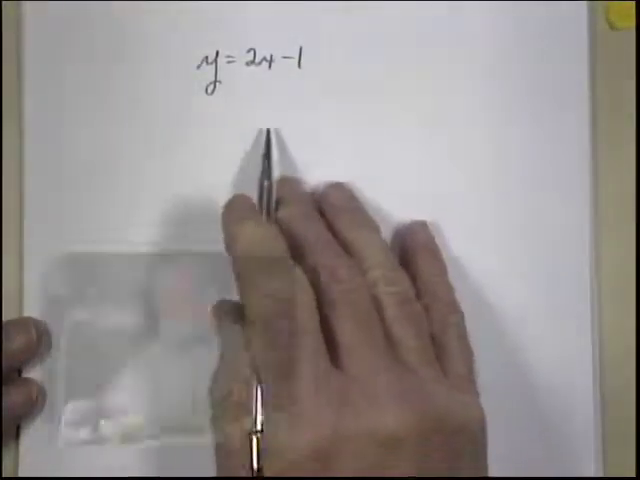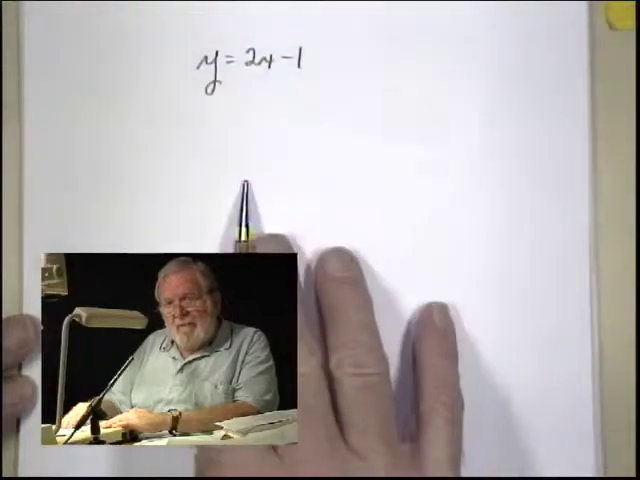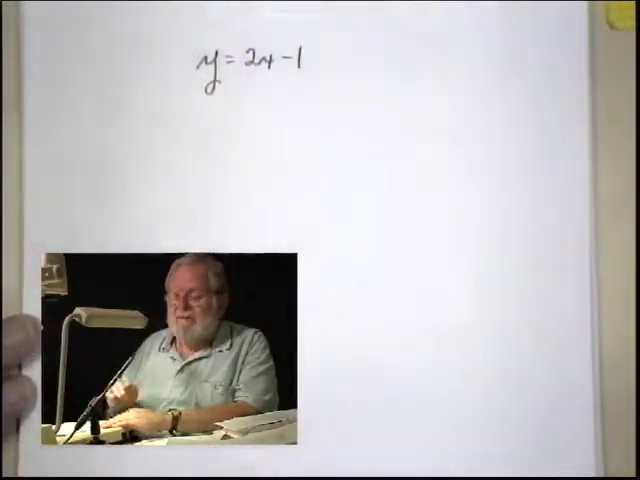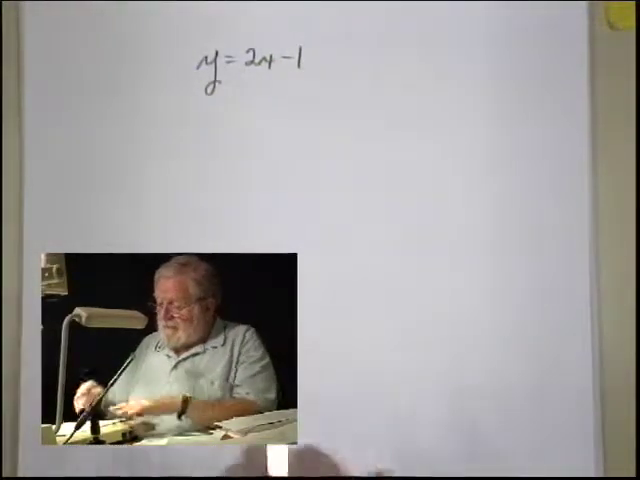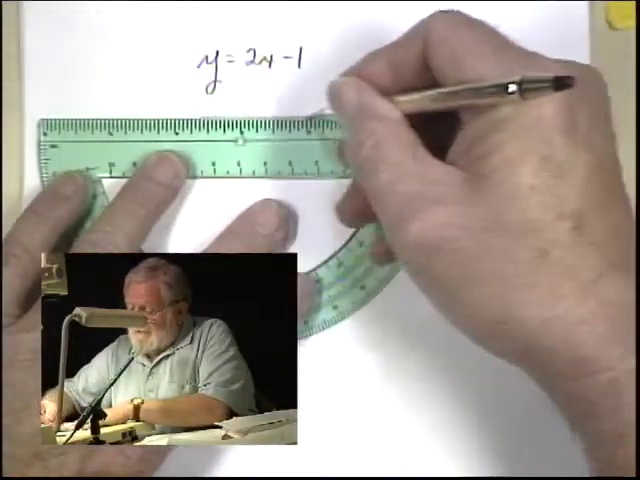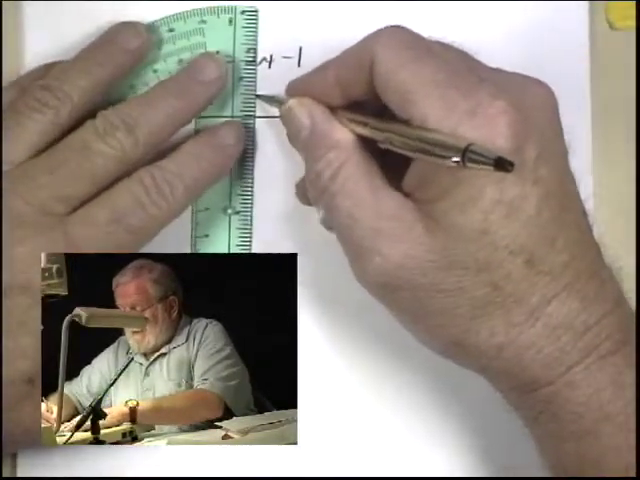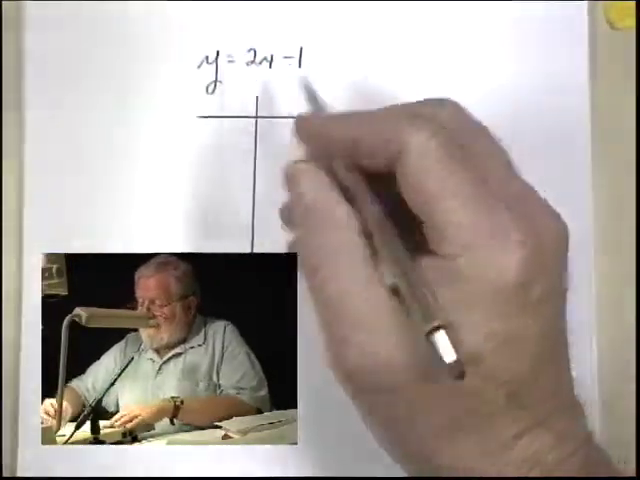Our next problem, let's take a look at y equals 2x minus 1. Now what we're going to do is generate a set of ordered pairs, and then we're going to graph those ordered pairs, and that'll give us a graph of this equation. So to generate our ordered pairs, we'll make a little table. I always make a T. The book makes a horizontal table, but you can do it any way you like.